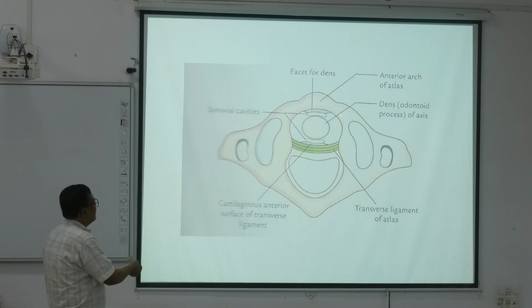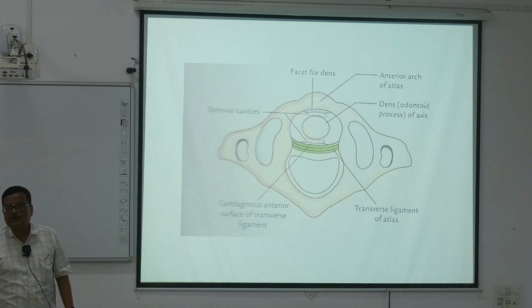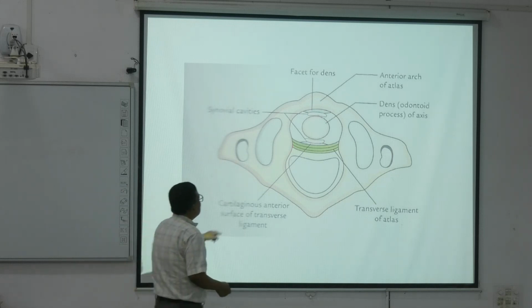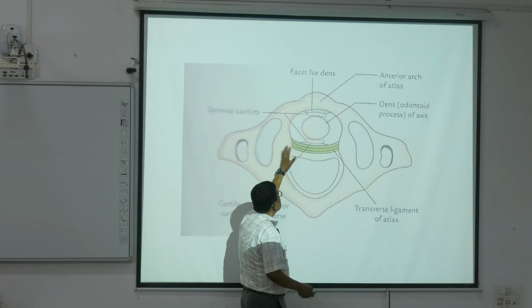So this is the ring. So not the whole is the ring. The ring is formed by the anterior arch of the atlas, and this ligament is known as the transverse ligament of the atlas. What is the attachment of the transverse ligament? ঠিক এইখানে lateral mass of the atlas এর medial surface. It is the lateral surface. This is the medial surface.